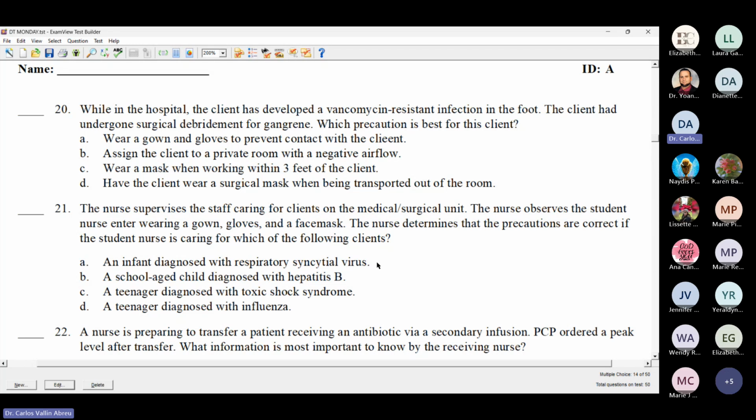Let's see. A, wear gown and gloves to prevent contact with the client. It is correct. This kind of infection requires contact precaution. B, assign the client to a private room with negative airflow. It is not necessary for a soft tissue infection. There is no need of negative airflow. It is needed for infections that are spread through the air, when you have airborne precaution.